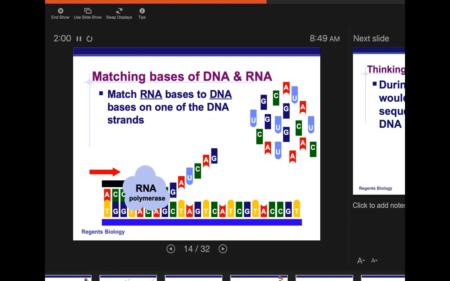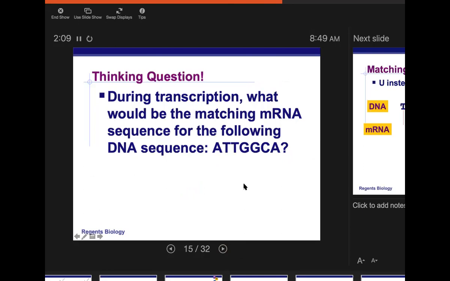All right, so now we need to do a little bit of practice. So what I want you to do is answer this question. During transcription, what would be the matching mRNA sequence for the following DNA sequence? So let's say the strand of DNA has separated, the gene is exposed, and this is the gene. ATTGGCA.